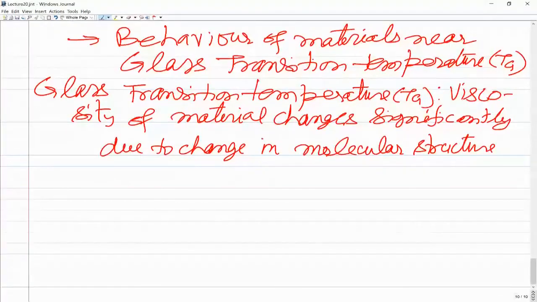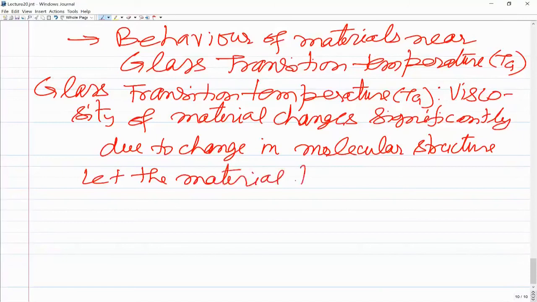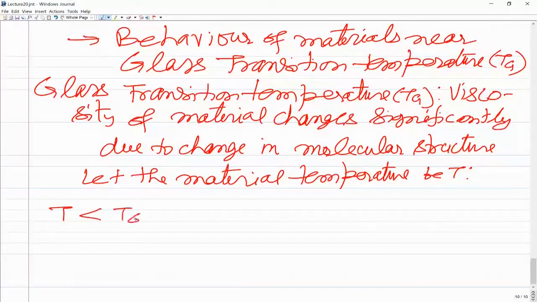So now, depending on the glass transition temperature, what is the operating temperature of the material? Let's say the temperature of the material is T. One possibility is that T is less than Tg. If the temperature of the material is less than its glass transition temperature, then it will behave as a solid.